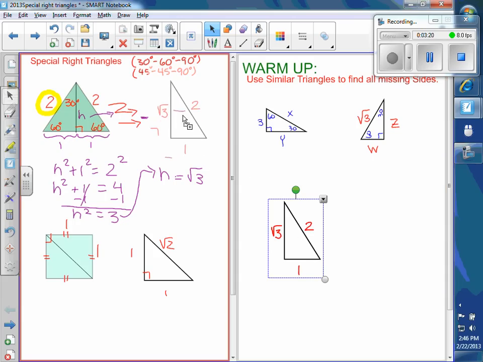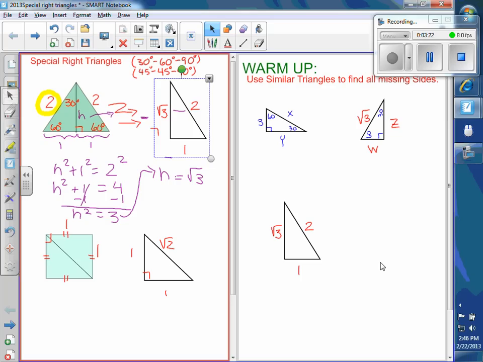And the right angle, the square angle, remember, the longest side in a right triangle is opposite the biggest angle in any triangle. So 90 is the biggest angle, 2 is the biggest value. Root 3 is 1.7 something. Okay? So we've got this one right triangle over here, and that's one of the special triangles. It's called a 30, 60, 90.